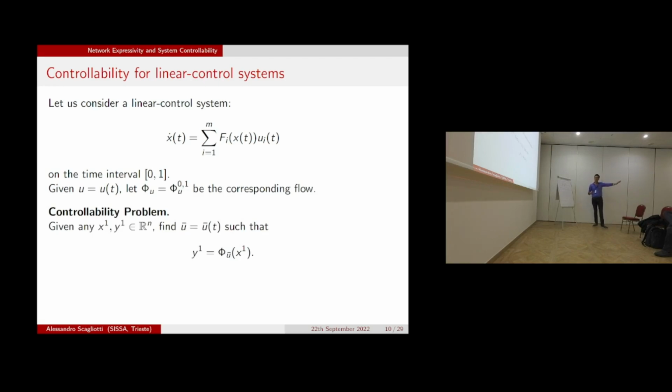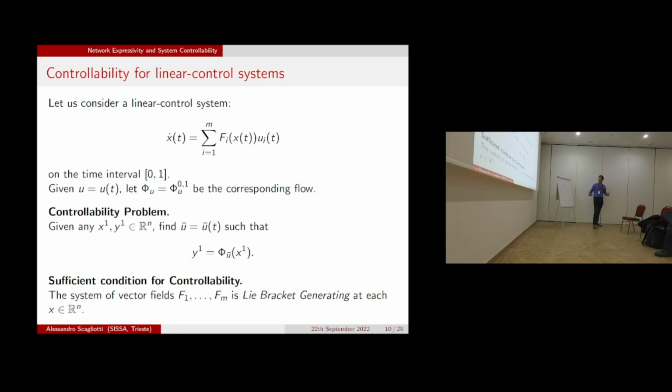So, given a point x1 in Rn, which is the so-called starting point, and a target point y1, we would like to find an admissible control, if it exists, such that the corresponding flow maps the initial point onto the target point. Okay? This question is actually very classical, and the answer to this question is classical as well. So you can do this job, provided that the family of vector fields is Lie bracket generating at each point. What does it mean? Not important. It's just important to say that this condition is implied by our technical assumption, which we assume is holding.